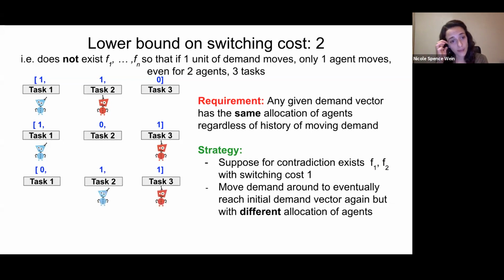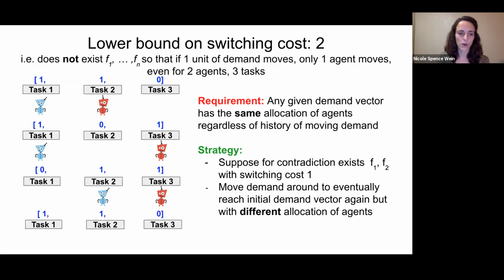And this time, the blue one has to move. That's the only choice. And now to finish this off, we're going to move a unit of demand from task 3 back to task 1 to get ourselves to the original demand vector. And the agent that has to move is the red one.